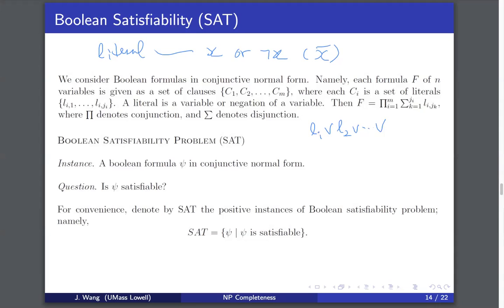So let's say this is the I-th clause. You have M1 many. Okay, and then you have another clause. So let's call it J1 or J2 or JM2. We call it MI here, MJ here. Okay, so then N. So in other words, each formula in conjunctive normal form of n variables is given as a set of clauses.